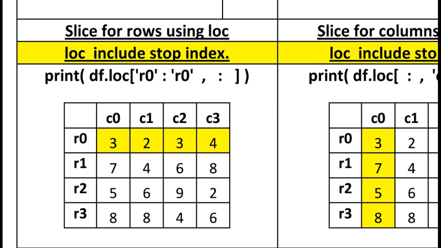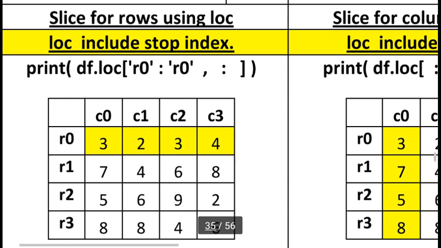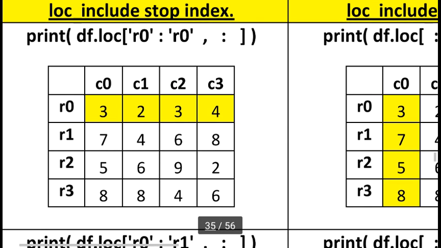So for this I want to select rows, columns and the values. Here I always use loc. You can see I want to select only the first row, so I am using a slice. Start from R0, stop R0: R0 colon R0, comma colon. Colon means the first row and all the columns. One thing is important: loc always includes the stop index. So R0 is our start, and R0 again is our stop, so this includes R0 to R0, including the stop index. So you can see 3 2 3 4.